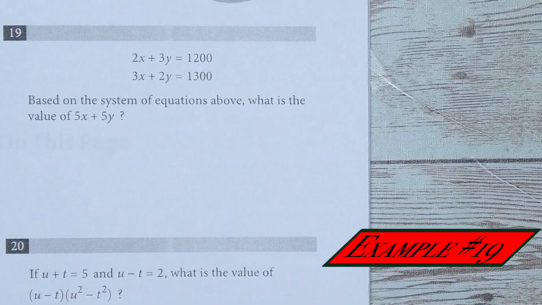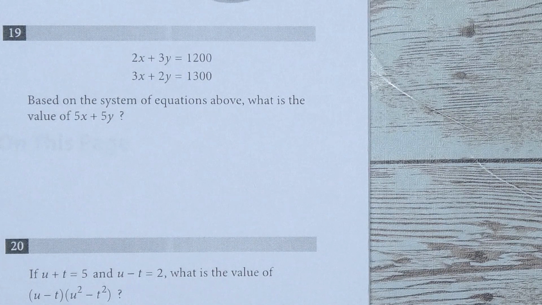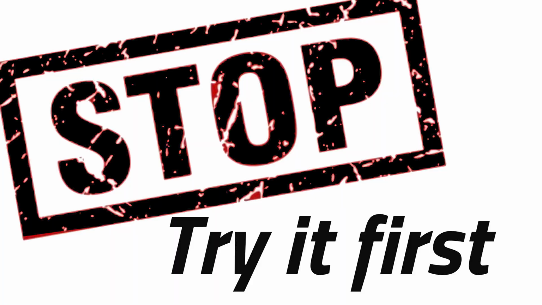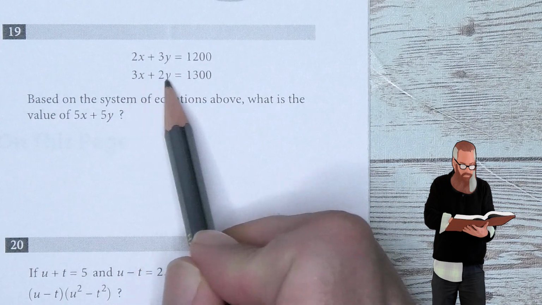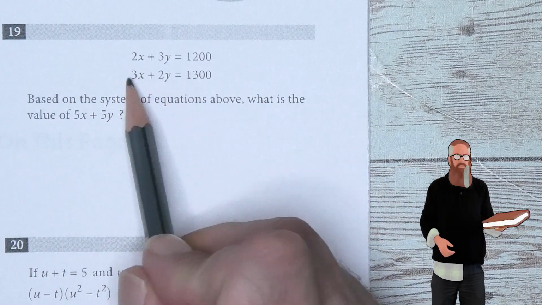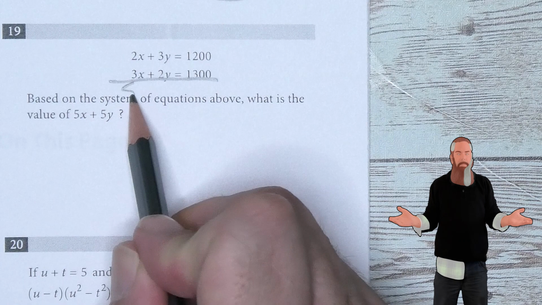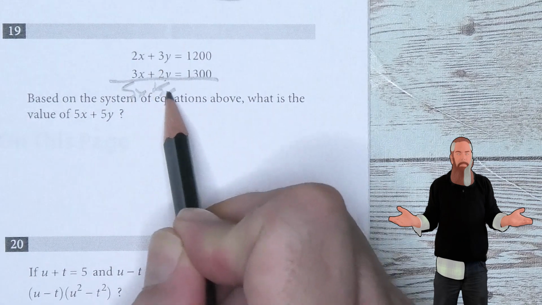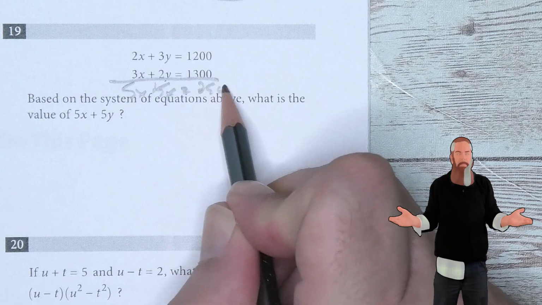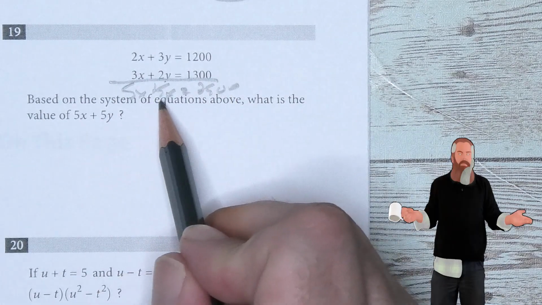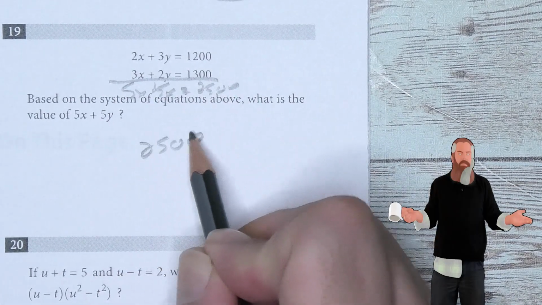Based on the system of equations above, what is the value of 5x plus 5y? Well, let's look at these numbers. They're nice and convenient because it's all lined up in the same form. 2 and 3 would make 5x. 3 and 2 would make 5y. 1,200 and 1,300 would make 2,500. So 5x plus 5y would be equal to 2,500.